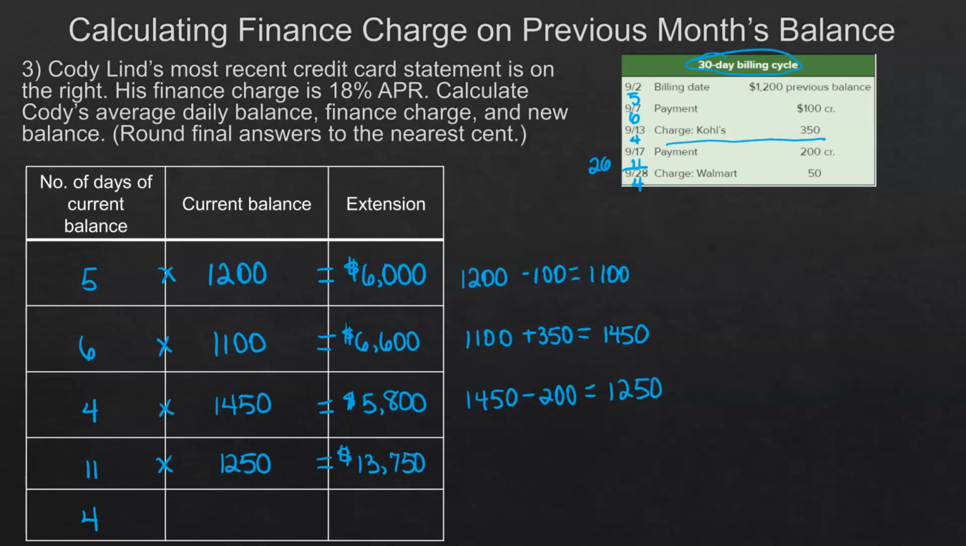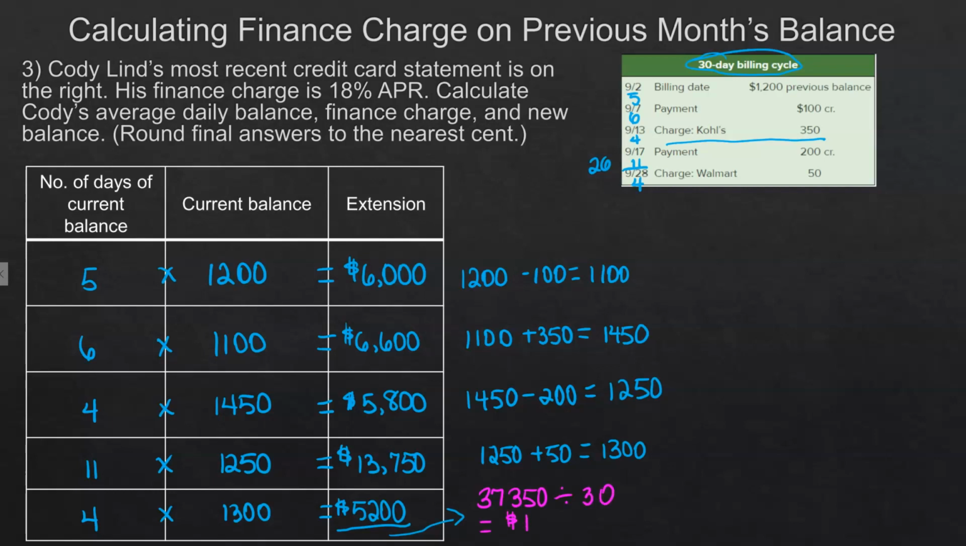And then last thing that happens is we have a charge at Walmart. So we're going to add 50 to the 1,250. It's $1,300 for the last part of our billing cycle. And that then is 5,200. Okay. Now we're going to total these, right? We have a total, and I'm going to put that right here. So let's change colors. Our total happens to be 37,350, and we divide that by 30 days to get our average daily balance.